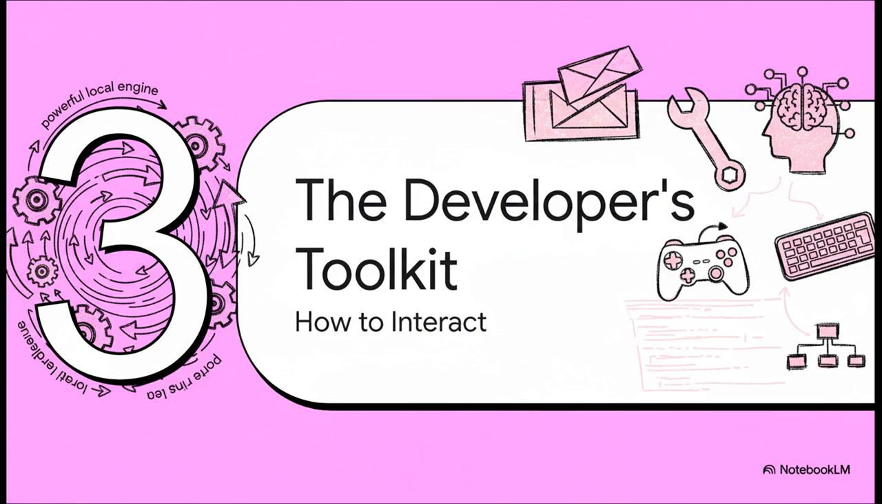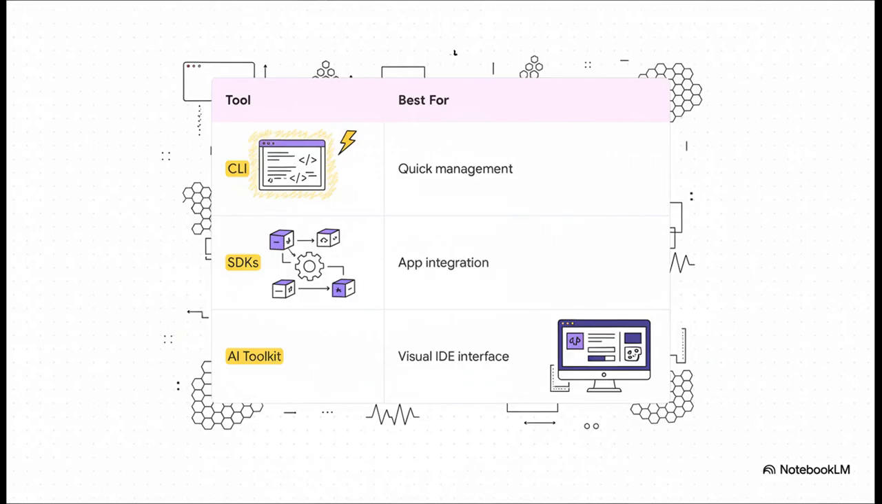Okay, so now we get how the engine works. But how do you actually talk to it? How do you control this thing? Well, you've basically got 3 main ways to interact with it, depending on your style. For those who love the terminal, there's a good old-fashioned command line interface for quick management. If you're a developer who wants to bake this into your own custom app, there are SDKs for that. And for anyone who loves a good visual interface, the AI Toolkit for VS Code gives you a complete dashboard right inside your code editor.